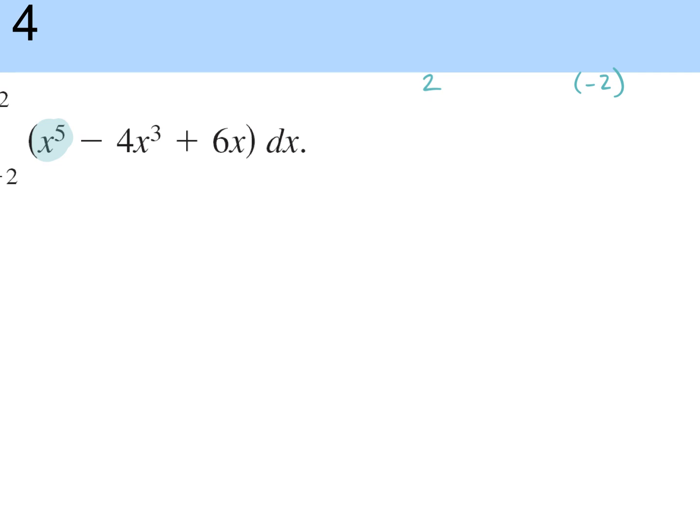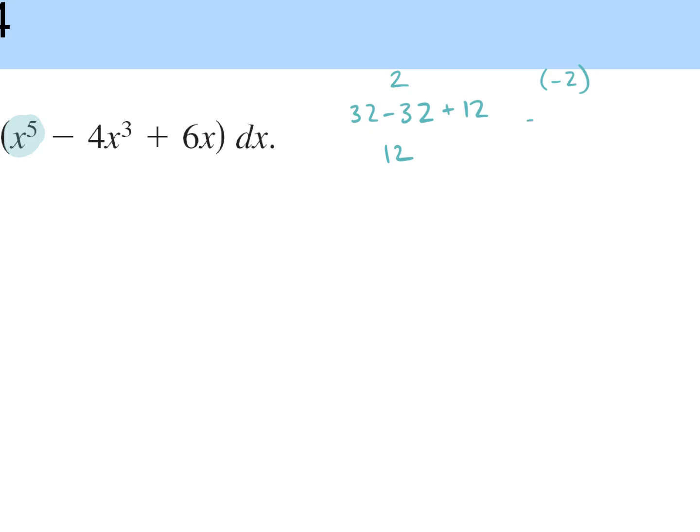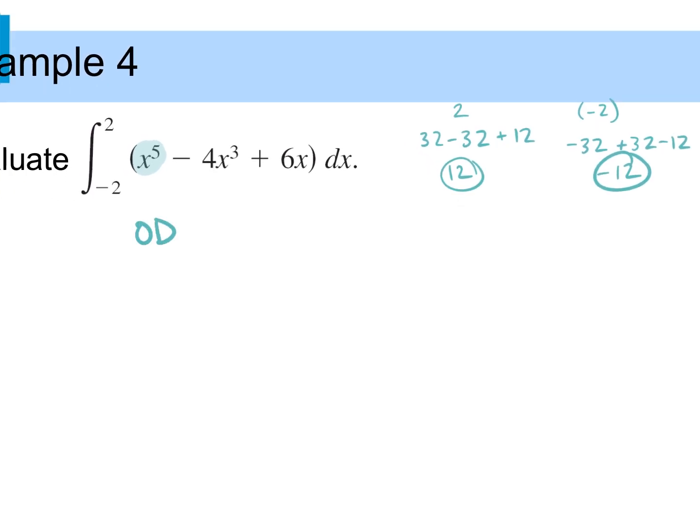So if I plugged in 2, 2 to the 5th power would be 32, minus 4 times 8 would be minus 32, plus 6 times 2 is 12, so we get 12. Then if we plug in negative 2, this would be negative 32. Then we would get negative 8 times negative 4, so plus 32. Minus 12, so we get negative 12. Since these are opposite answers, we know that this is an odd function. So our integral would just equal 0.